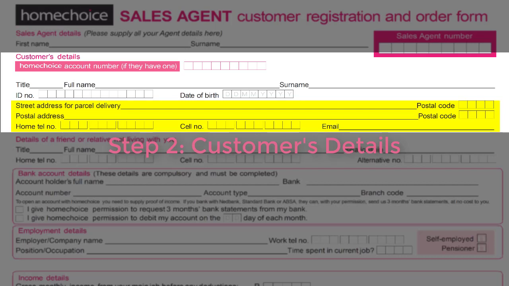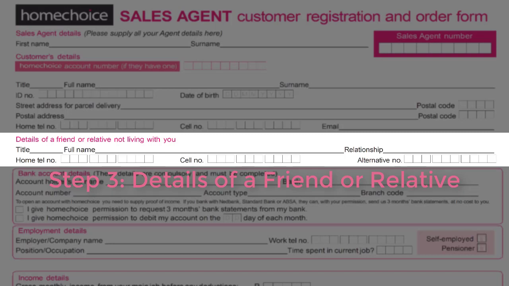The details of a friend or relative section provides us with the information we will use should we not be able to make contact with the customer for delivery or follow-up queries. In this section, we require the friend or relative's title, full name including surname and relationship with the customer. Also, fill in the friend or relative's home and cell phone number as well as alternative number for communication purposes.